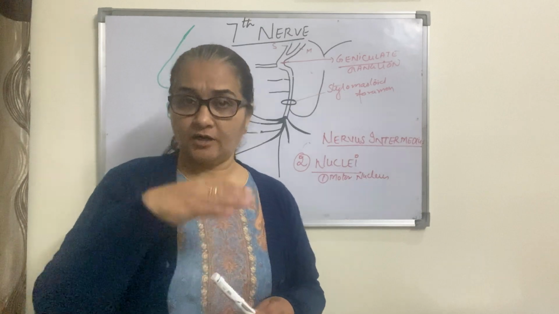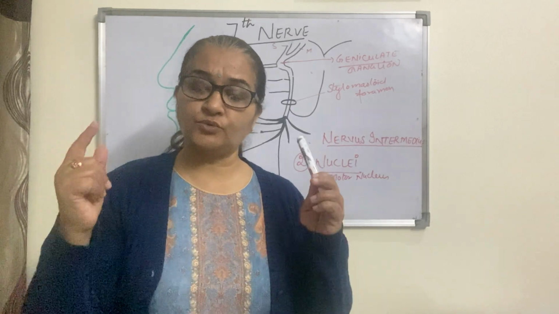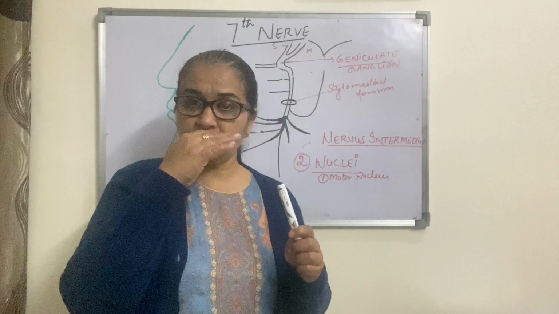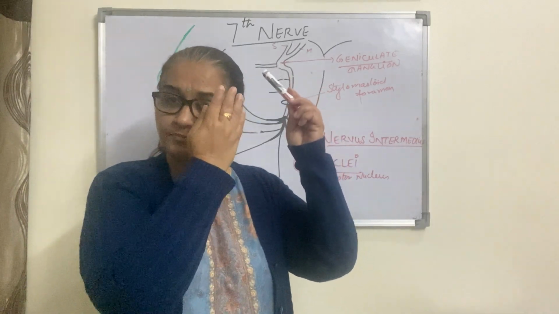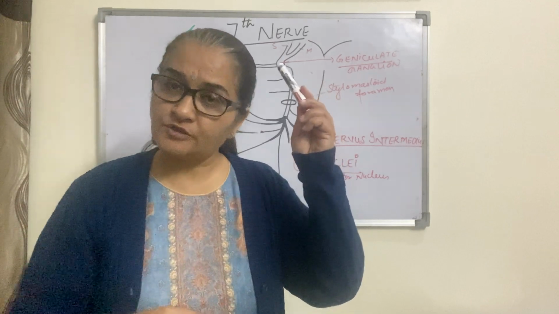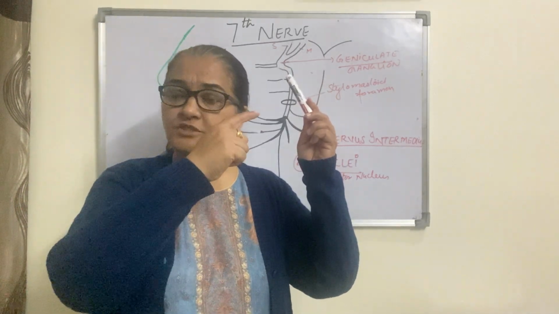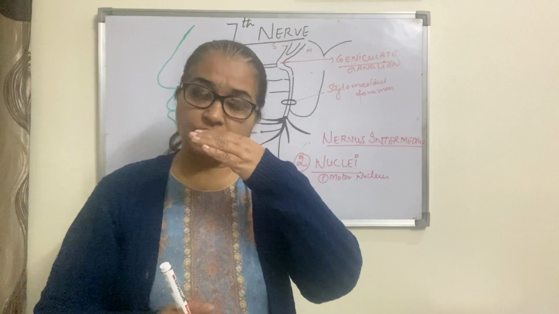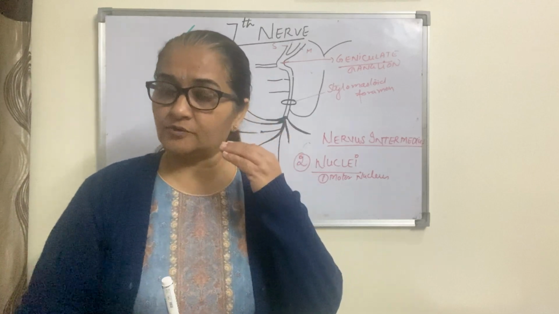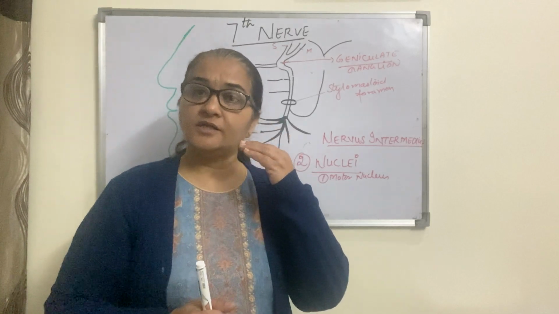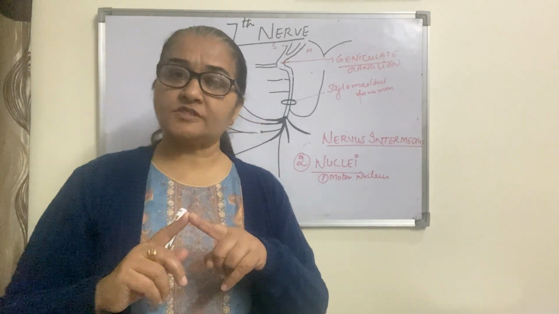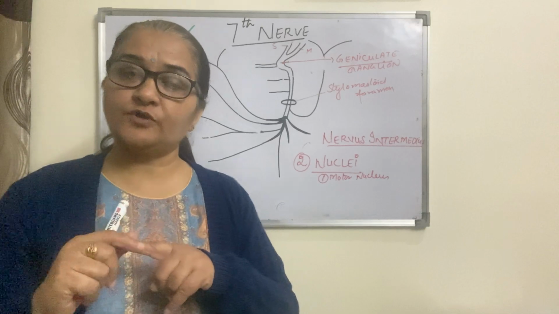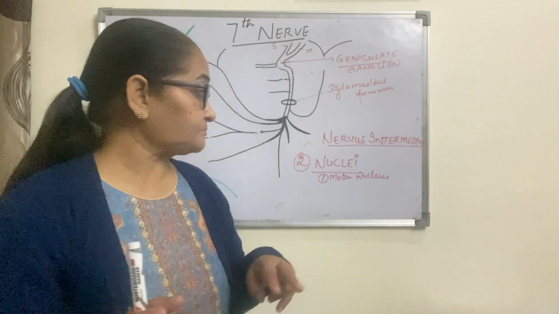Now the upper half of the face gets supply from both cerebral cortices. So it means it has a double supply. The upper portion receives fibers from this side as well as from the opposite side. But in the lower half of the face, the muscles on, suppose, the left side receive fibers from the right side. So they have a supply from a single cerebral hemisphere, but that of the opposite side.